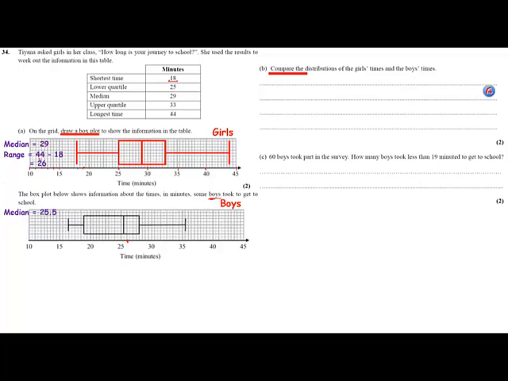Let's look at the ranges. The ranges for girls. So the girls' largest value is 44. Their smallest value is 18. 44 take away 18, 26. Take your time with the subtraction.